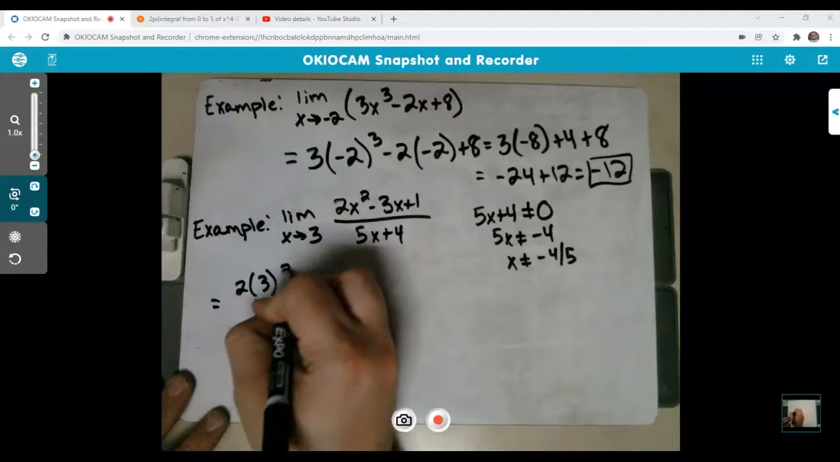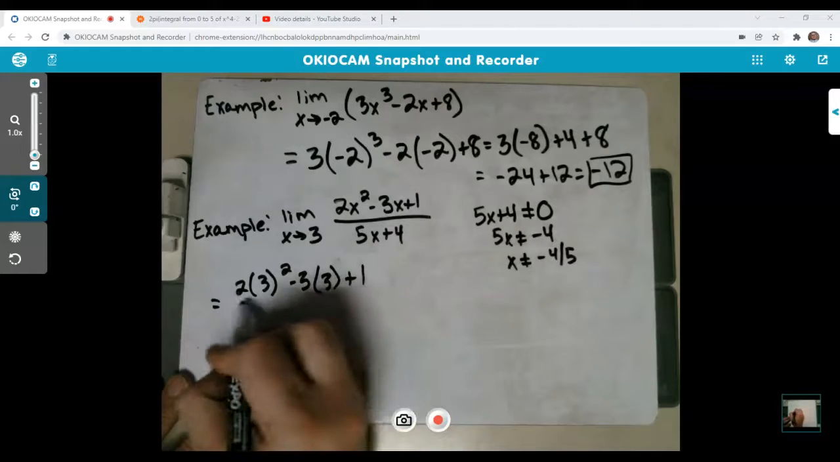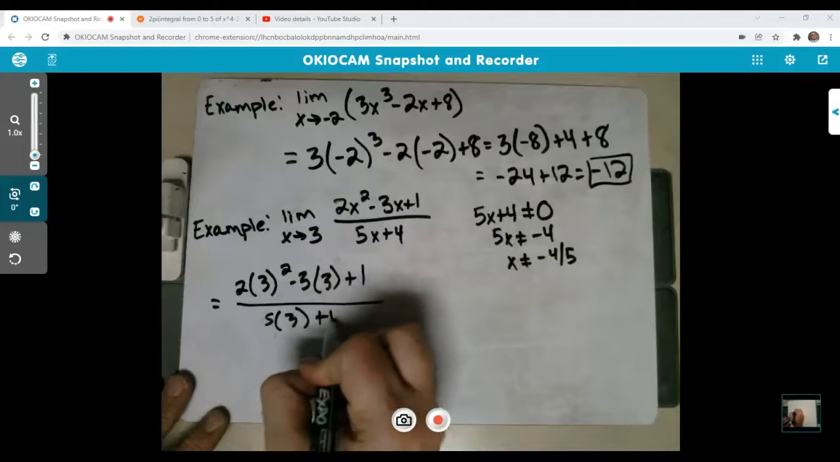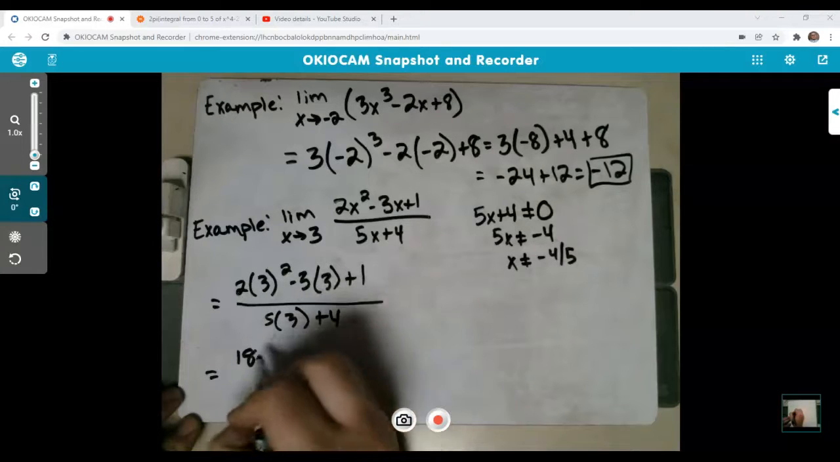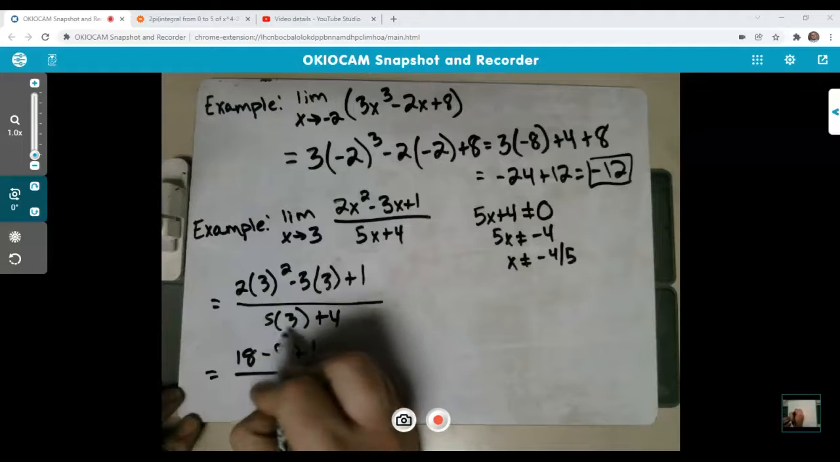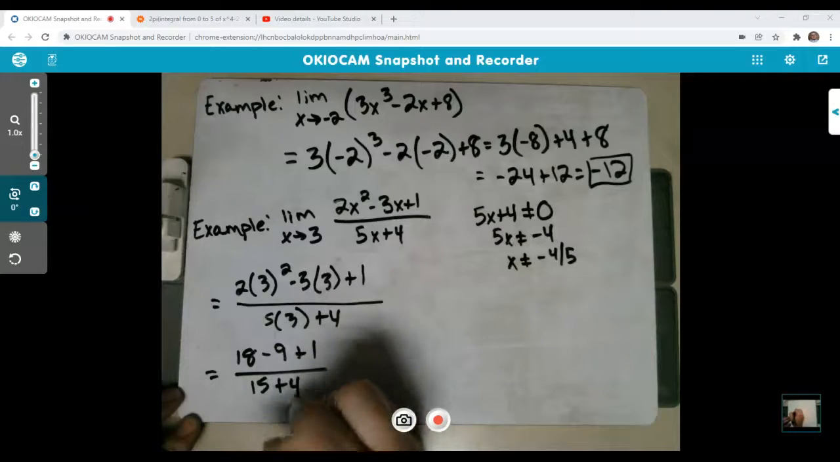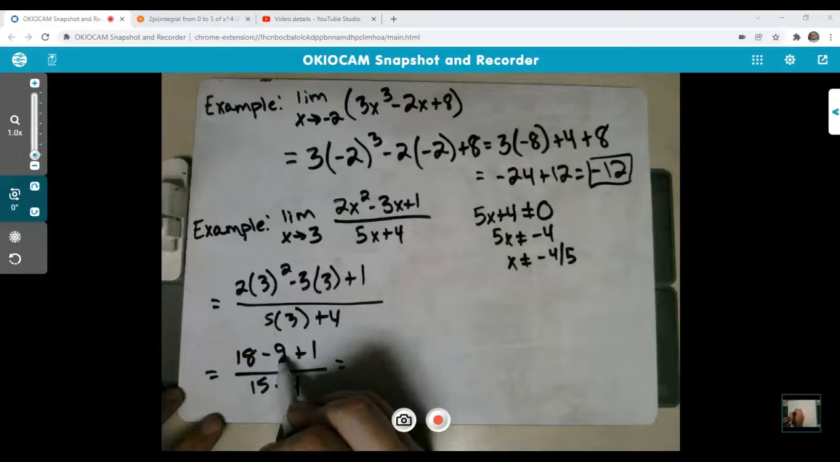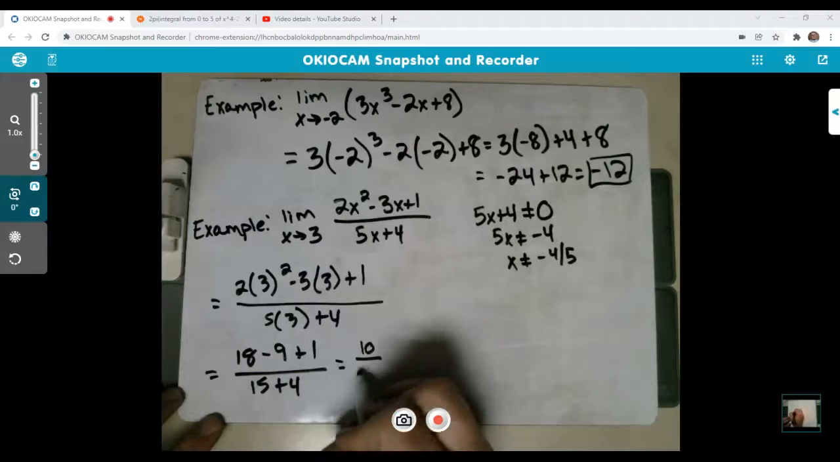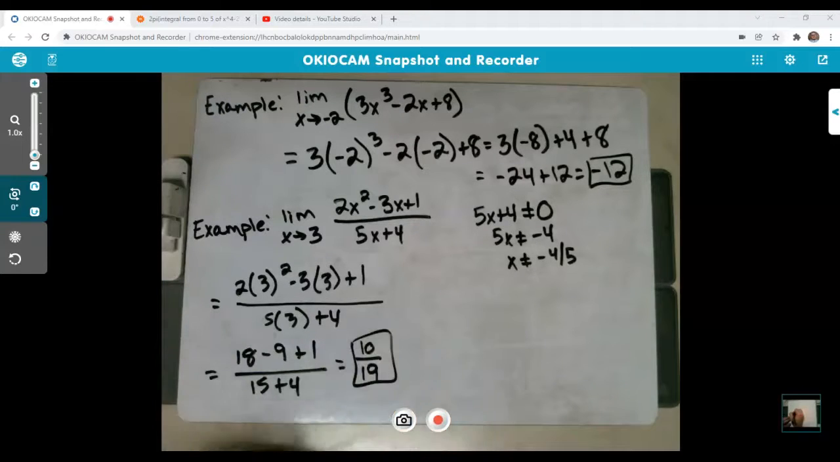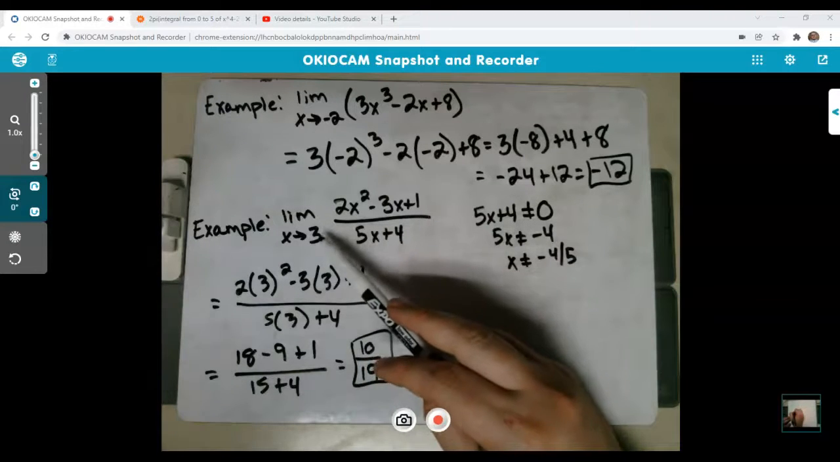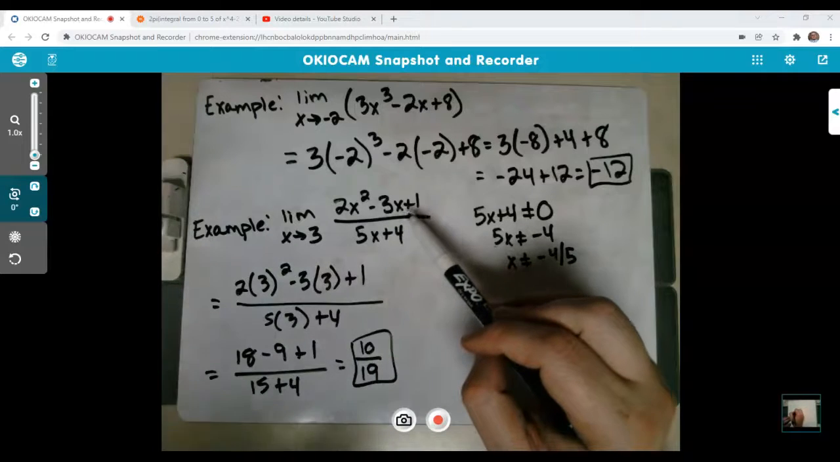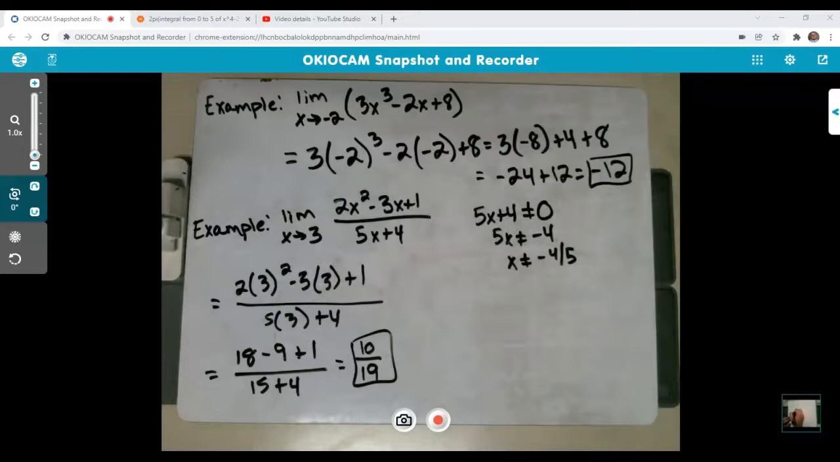2 times 3 squared minus 3 times 3 plus 1 over 5 times 3 plus 4. 3 squared is 9, times 2 is 18, -3 times 3 is -9, plus 1, over 5 times 3 is 15, so 15 plus 4. 18 minus 9 is 9, plus 1 is 10. 15 plus 4 is 19. So 10 over 19. Again, I can do this one just by plugging it in because 3 is within the domain there. So there's no problems.